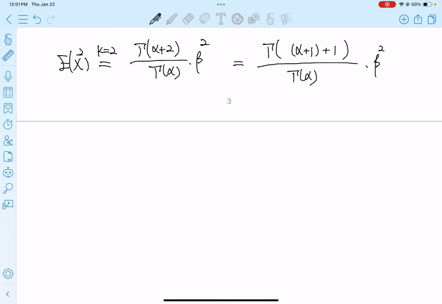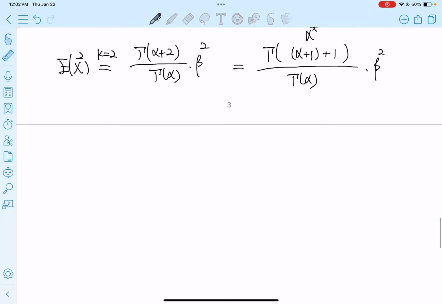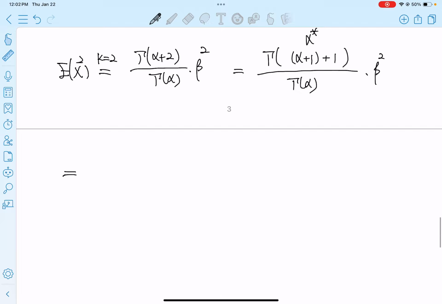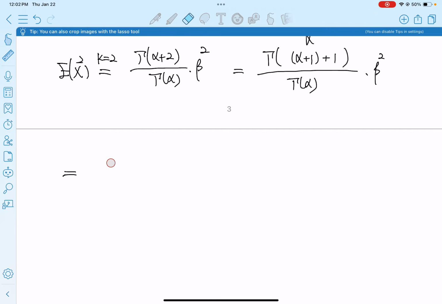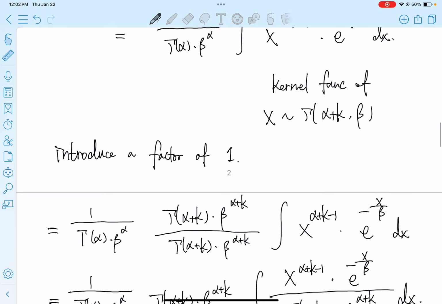Okay, and then if you consider the alpha plus 1 as alpha star, then the numerator is a gamma function of alpha star plus 1. So the way to think about how to simplify this is that you consider the alpha plus 1 as your new alpha star. That means you have alpha star multiplied by gamma function of alpha star. So this is using the properties here.